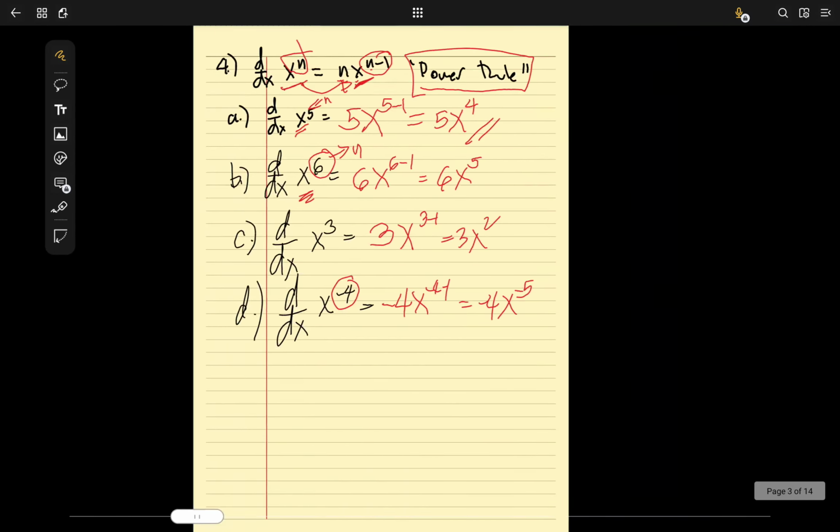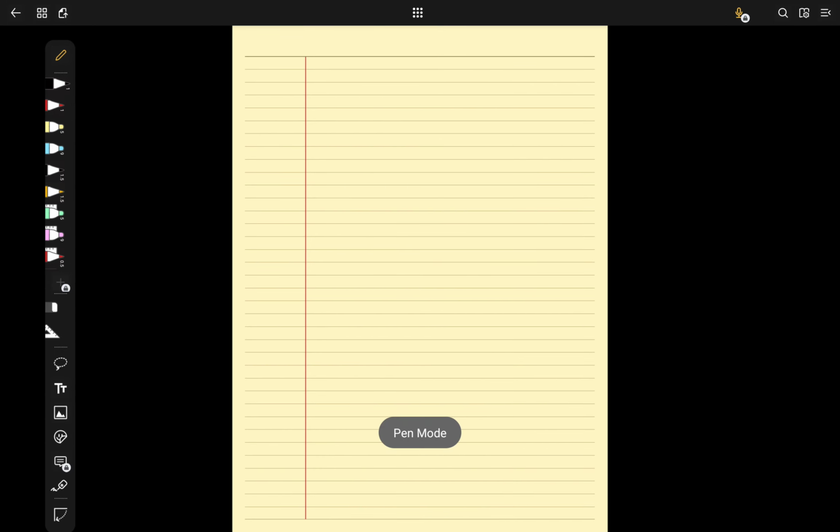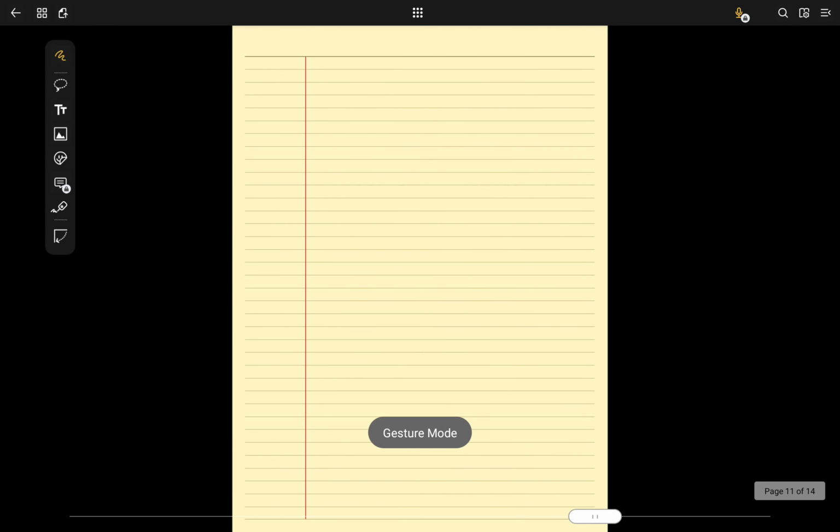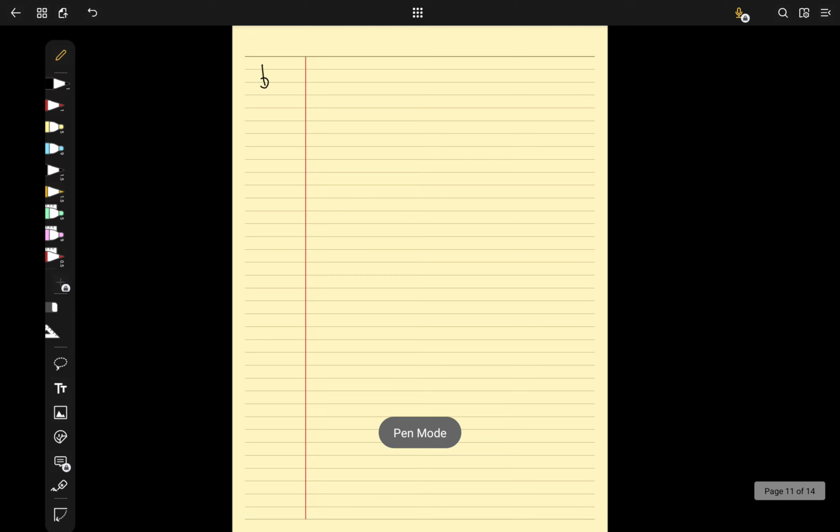Another example, number 9, letter B. So, derivative of 2x plus 1, then x squared plus 5x plus 1.